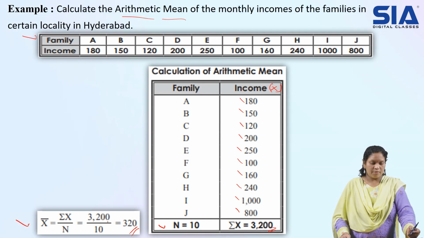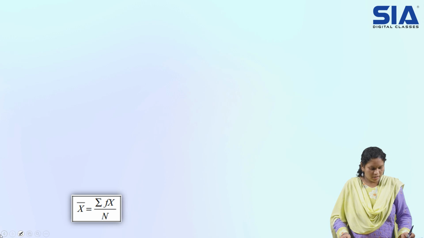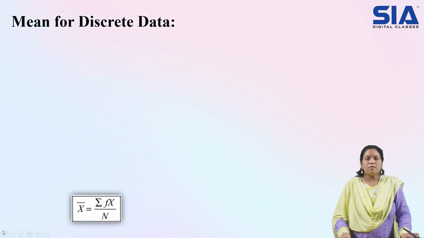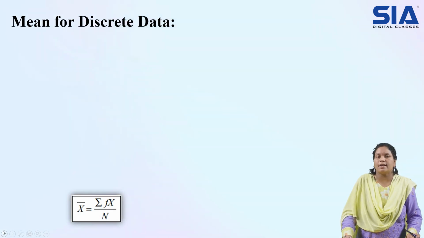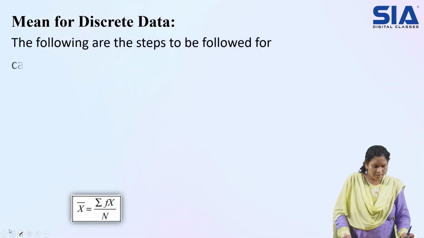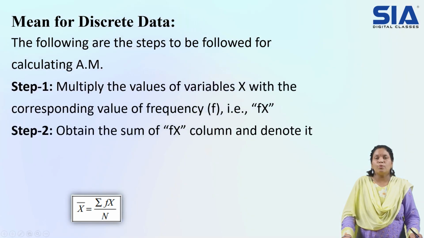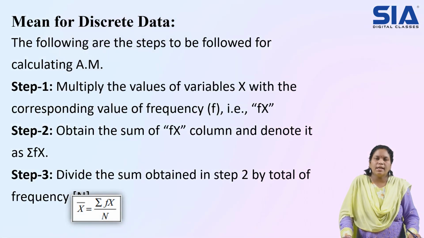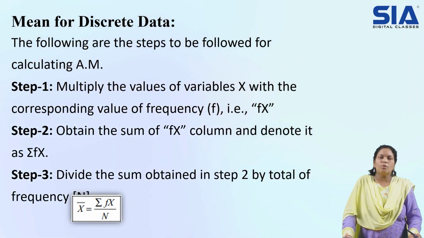The individual data we have already learned, that is when we have single data. So that is individual, which we have done. Now let us go for the mean for discrete data. Discrete data, as I explained earlier, is when we have two different types of data over there, like two columns or two rows you will be having.